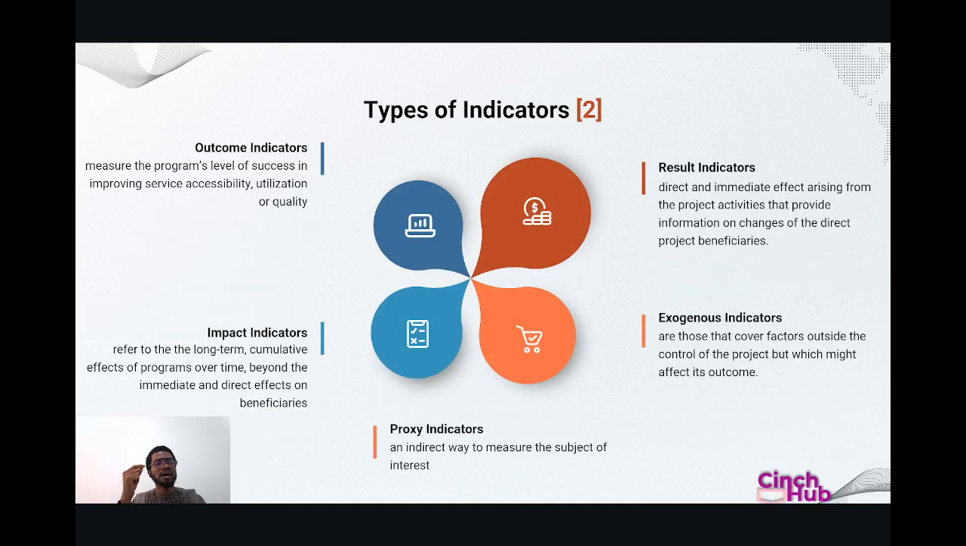Now, we also have what we call the outcome indicator. Remember, last week we talked about outcome, impact, as well as the goal and the likes of them. So these are all evaluation. These are what evaluation monitors. So outcome indicators measure the level of success in improving service accessibility, utilization, or quality.